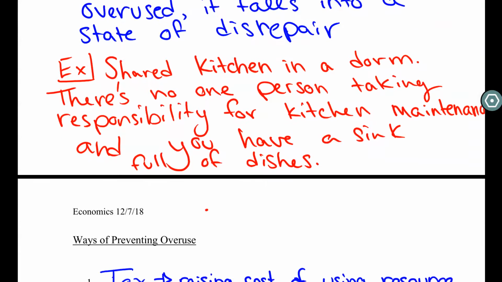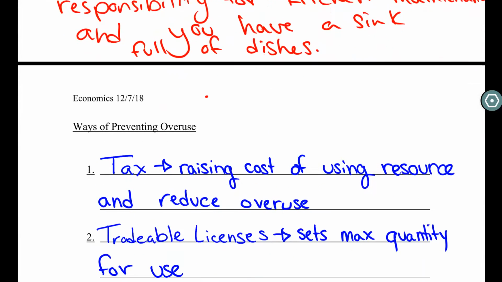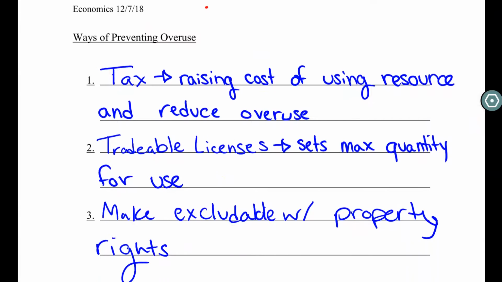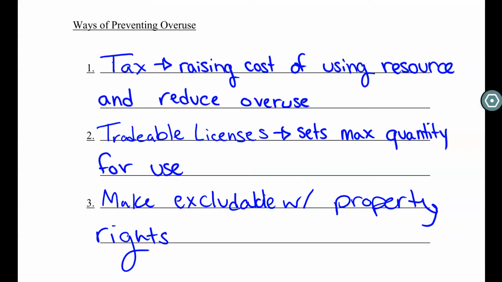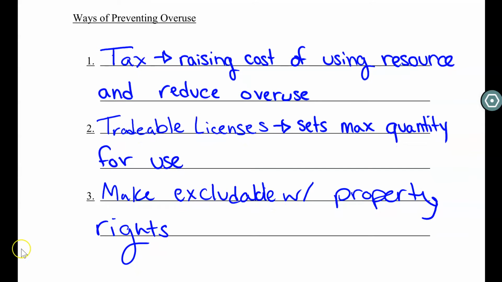So how do we prevent this overuse and this kind of abuse? Well, we've got three ways to do that. We can tax, which raises the cost of using that resource, so it prevents overuse because it's expensive. We can give tradable licenses, which sets a maximum quantity people can use. And we can make it excludable, by giving property rights. So we can make it so only certain people can access the good.